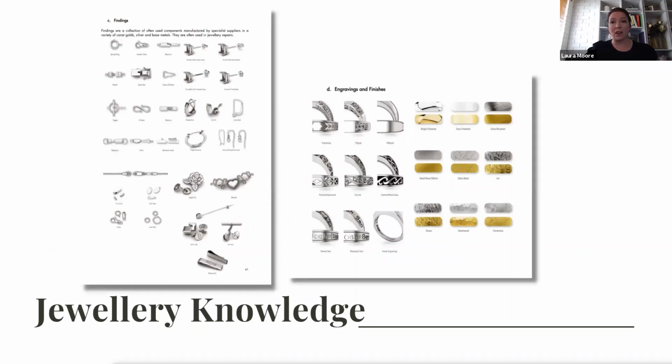Descriptions of finding types are also found in Chapter 4, which gives your team a great example of different types of findings for earrings, necklaces, chains, studs, brooches, clasps, hooks, and cufflinks. The following pages show engraving types and also finishes for precious metals. Both pages are handy references and can allow your team to communicate effectively with suppliers and jewellers when requesting product types and repairs.